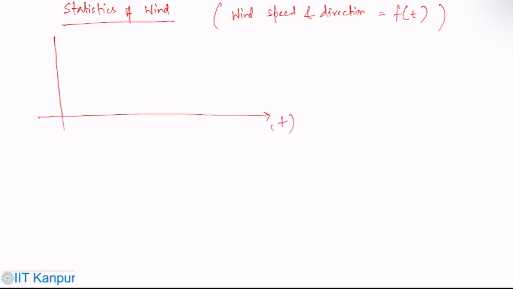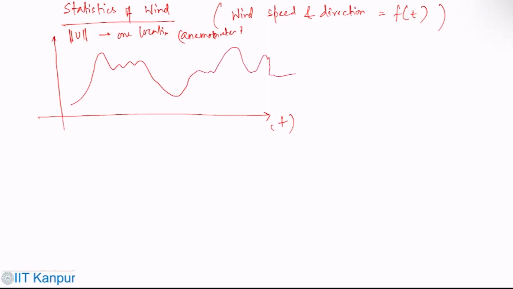This is time, and this is, let's say, one location anemometer. So this can vary like that. So essentially, one can think about that, let's say, hourly average over 1 year. It's just a sample data.